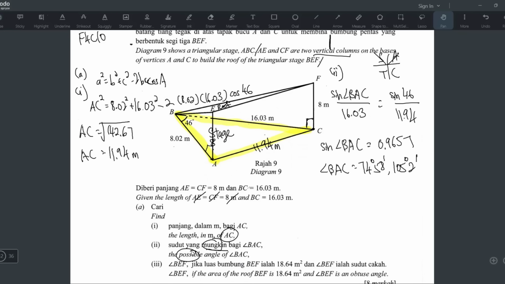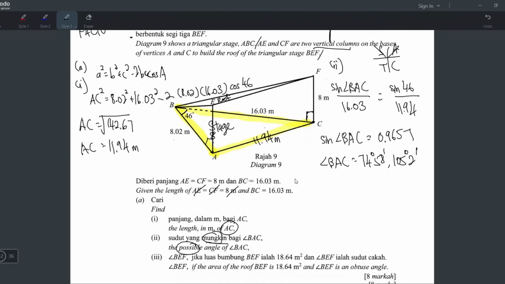And also the question said write down the possible angle. So I think you have to take both answers. You cannot reject, take both. They already said write the possible angle, right? So the possible angles are this one and this one. But which one is the accurate one? Which one is the correct one? For now, I still don't know.